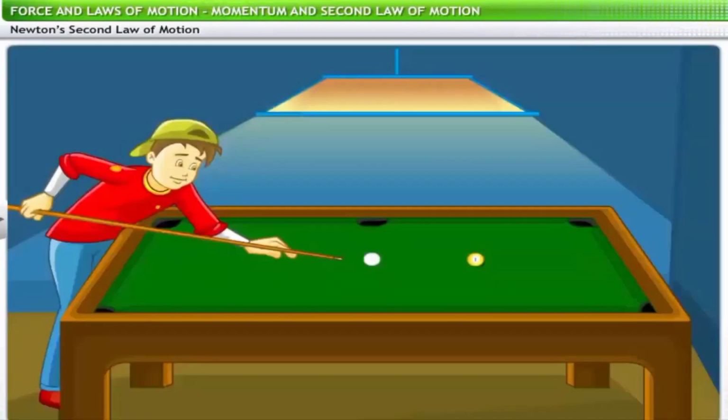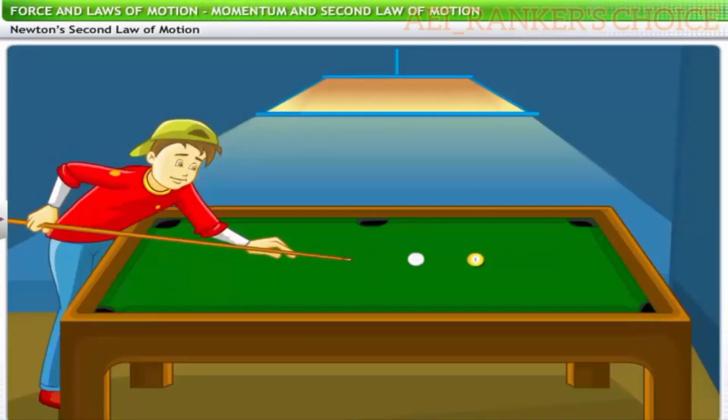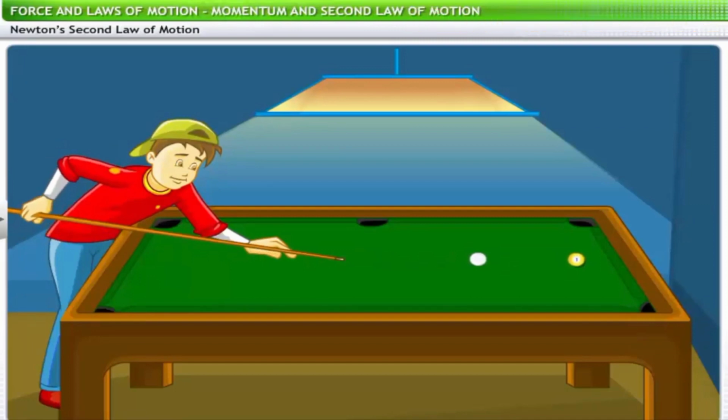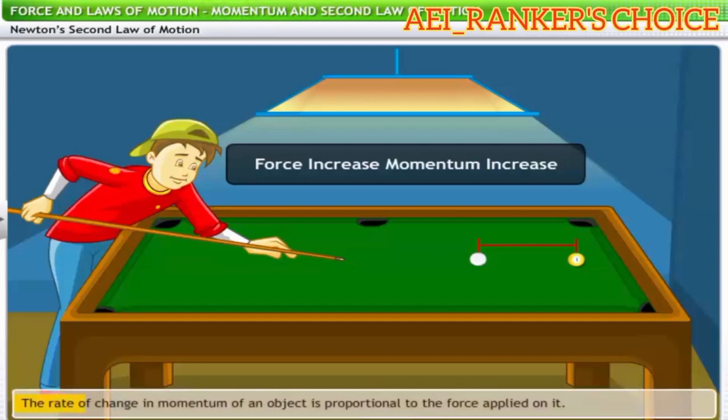Now let's observe what happens when the cue hits the yellow ball with more force. As you can see, the yellow ball now moves a longer distance than the last time, before coming to rest again. Thus, when the force applied by the cue ball increases, the momentum of the ball increases as well. Hence, we can say that the rate of change in momentum of an object is proportional to the force applied on it.